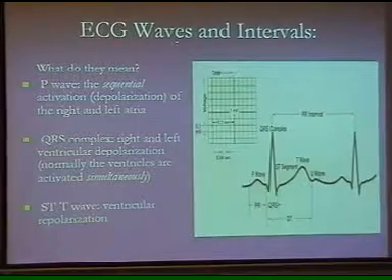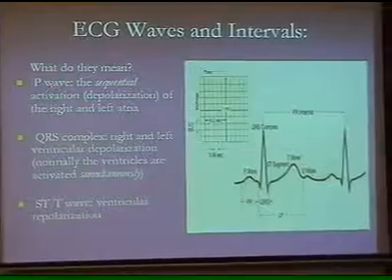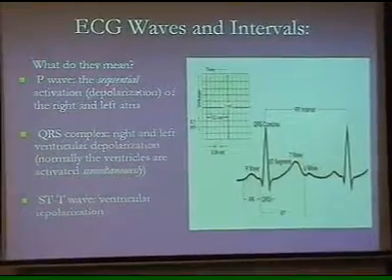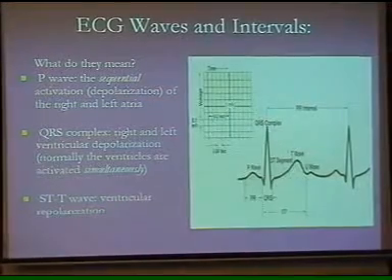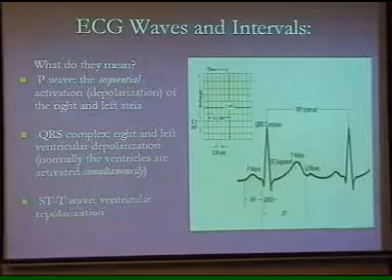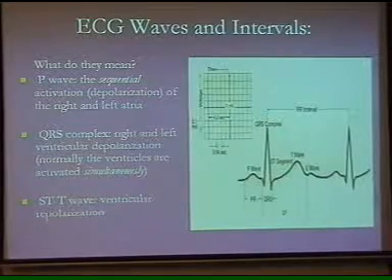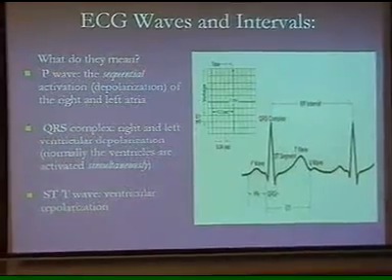Right. This is ECG waves and intervals. I think I've gone through most of that. What do they mean? The P wave is the sequential activation of depolarization of the right and left atria, right? So both atria, right and left, are represented. There's basically a summation of the electrical forces that are directed in the atria. Summation of that is the vector. It's got a direction to that, and that is the P wave.